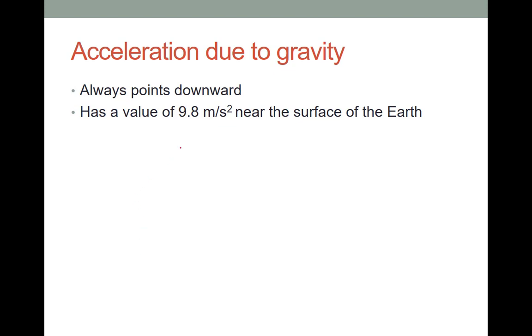Notice that it has a value here. There's no sign associated with this because this is a magnitude. This magnitude is known as the acceleration due to gravity and is given the variable g.